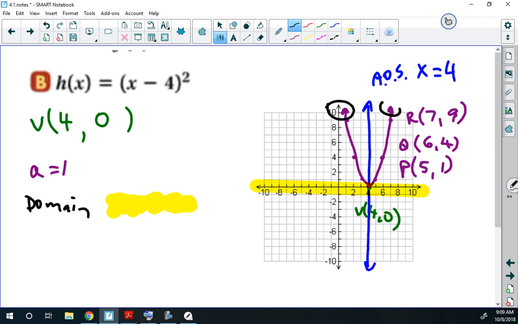These little arrows up here kind of help us figure that out. Those arrows mean it goes to the left forever, and it goes to the right forever. So what's our domain? From negative infinity to positive infinity, right? So that's our domain. That's going to be our domain for just about everything we graph up until chapter 6.